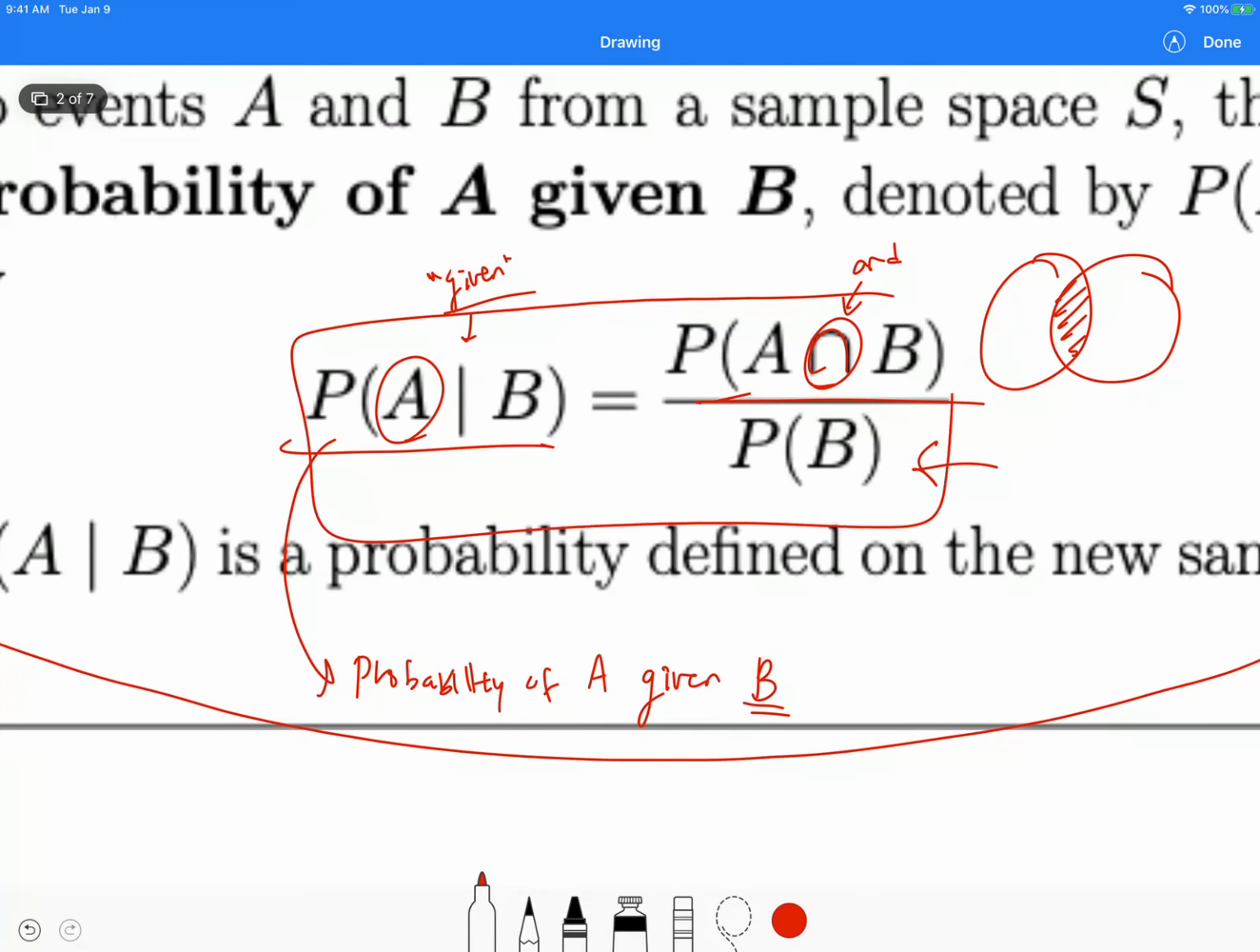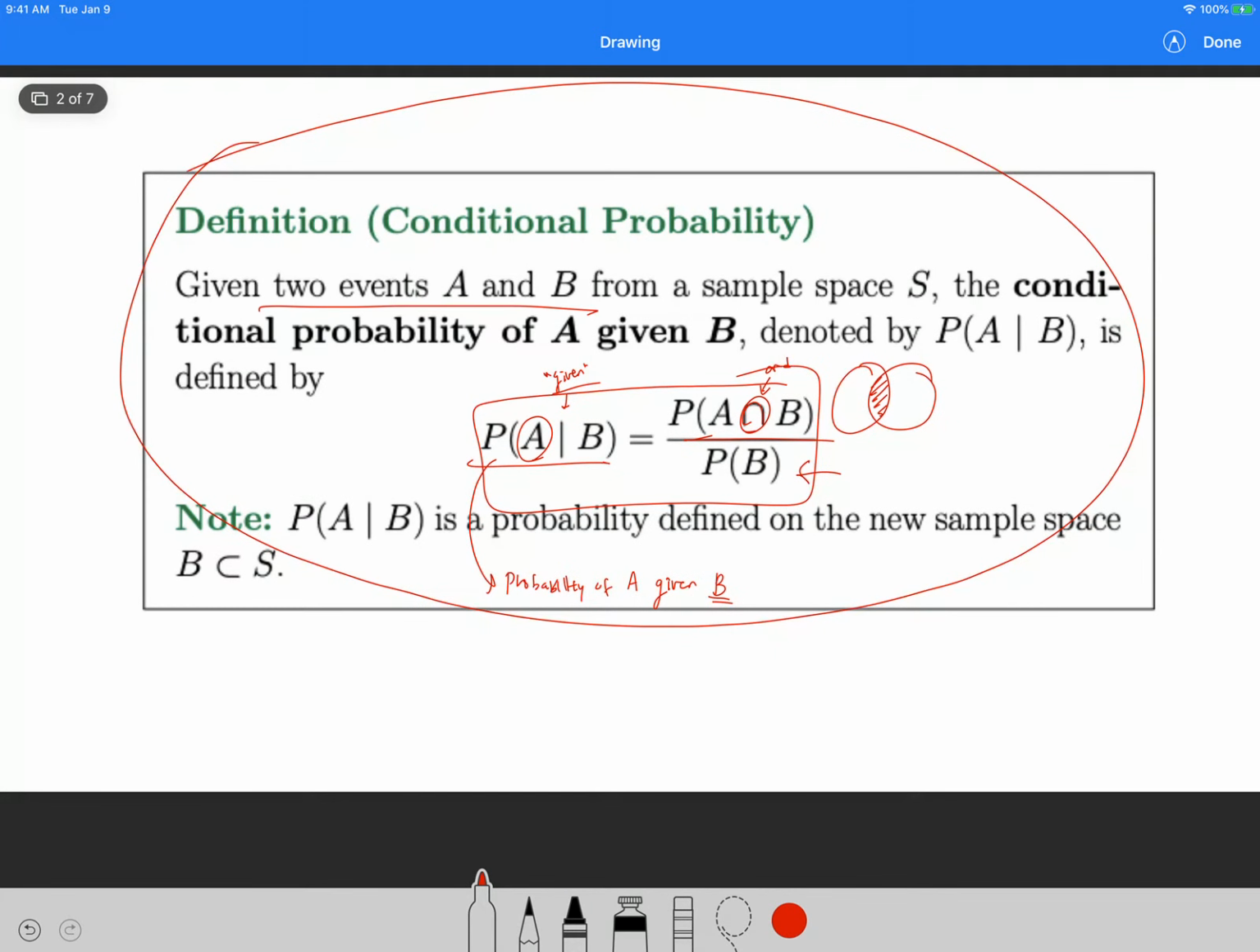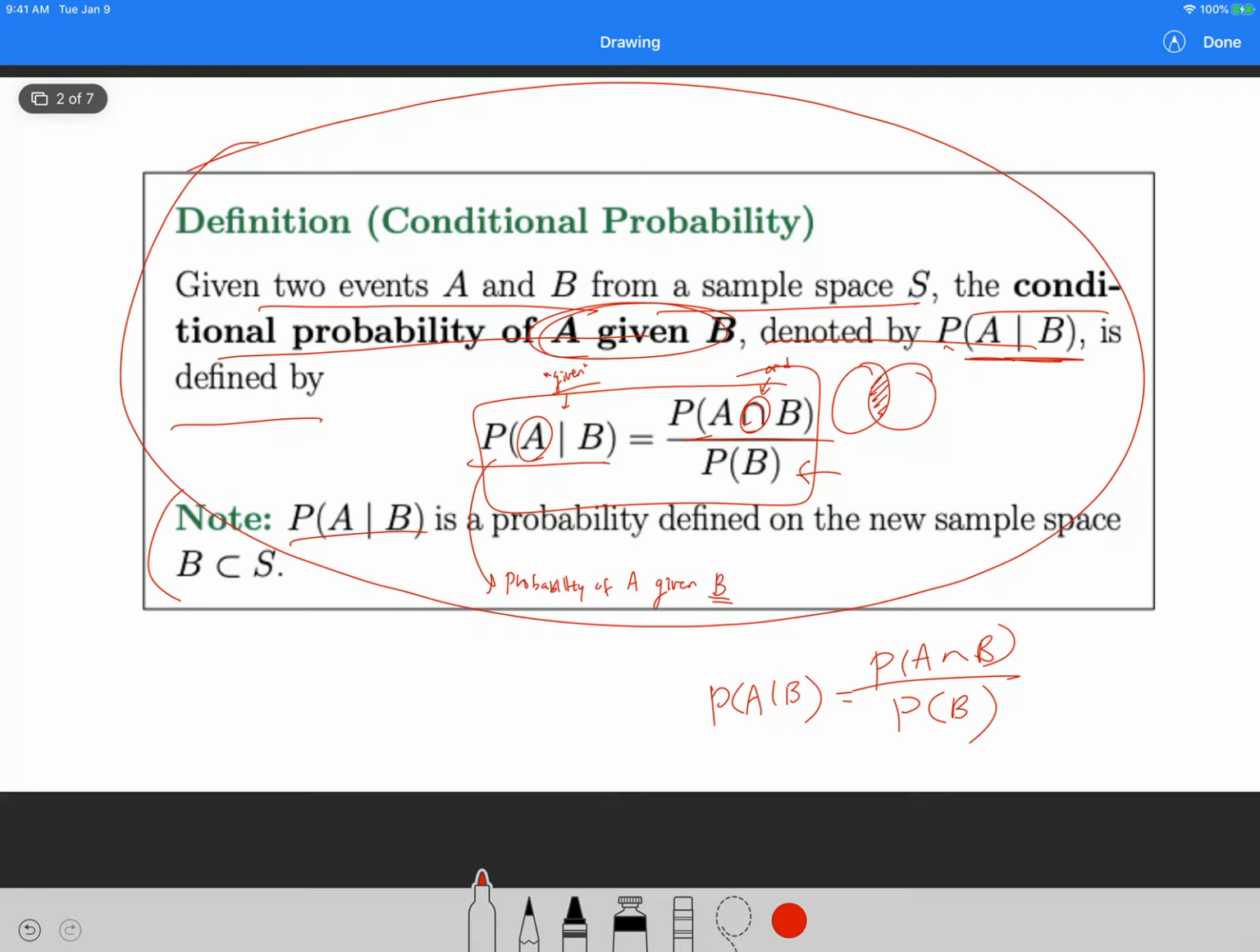I would like you to write this formula down somewhere. Given two events A and B from a sample space S, the conditional probability of A given B, denoted by the probability of A with a little line B, is defined by this. So that's the formula. Everybody please write this down, and then we'll continue from where we left off. Note: probability A given B is a probability defined on a new sample space, B. In this new sample space, this means included, if you want to know. But the note is really not useful for the problems on the next slides.